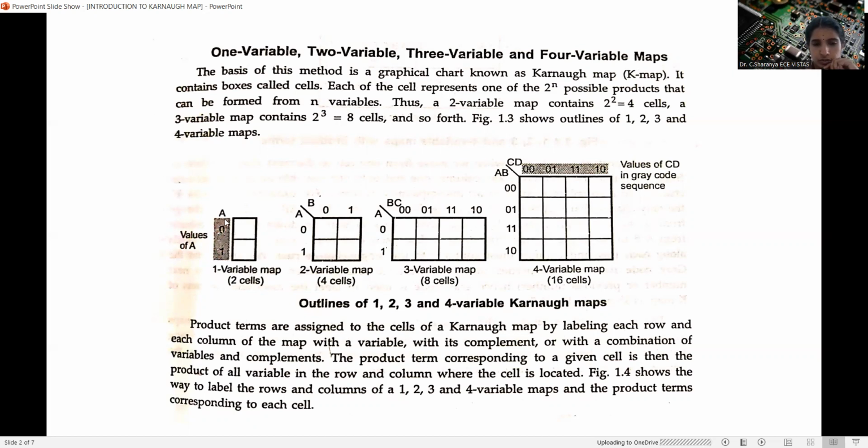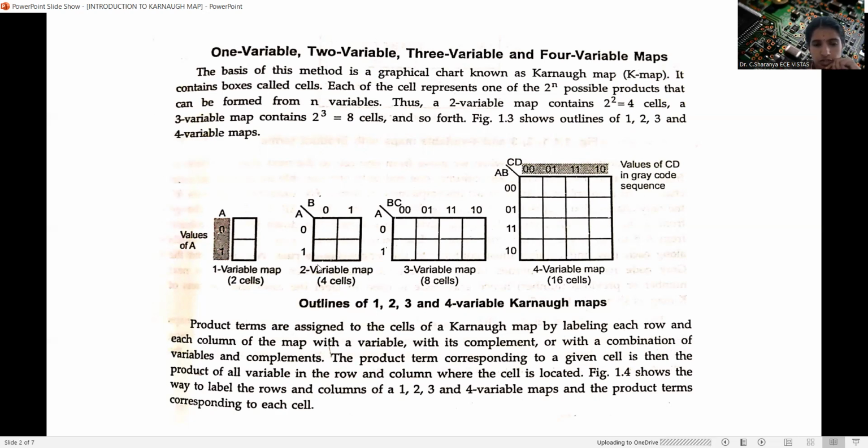A is the variable because the number of variables is 1. The one variable is A. All possible value combinations for A are either 0 or 1, so we are going to have two cells. One cell is going to represent A bar, which is A for 0, and the other cell is going to represent A, the uncomplemented value of A, which is A for 1. And this one is the two variable K-map.